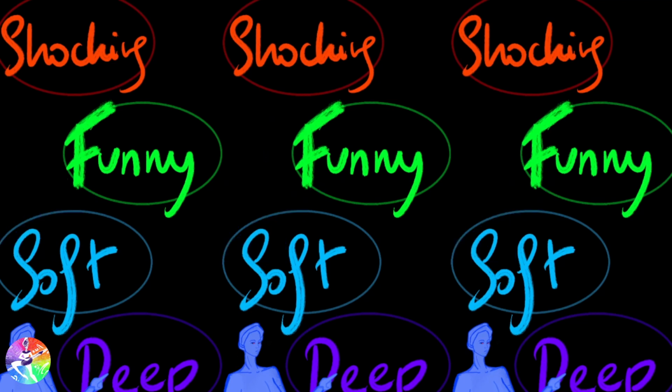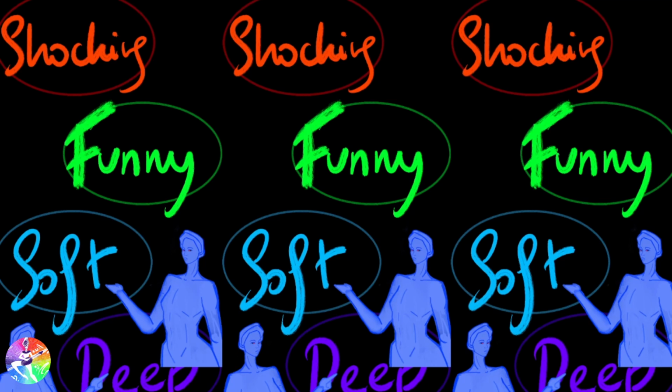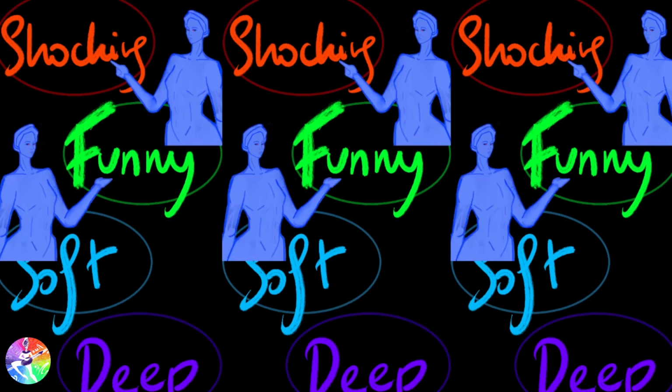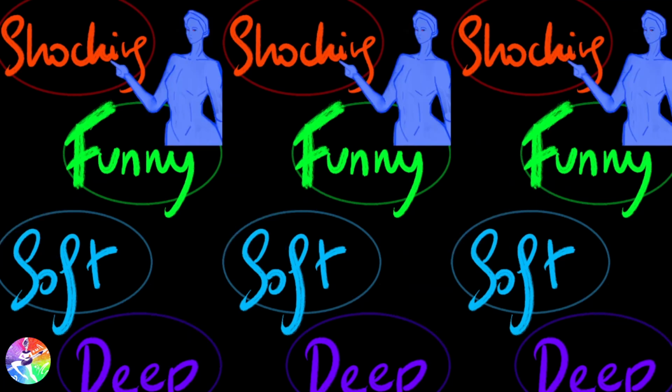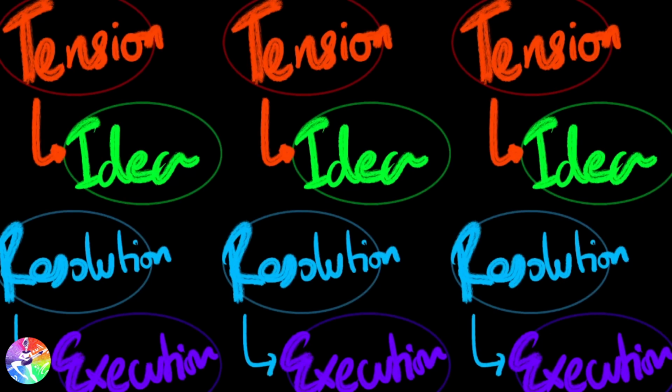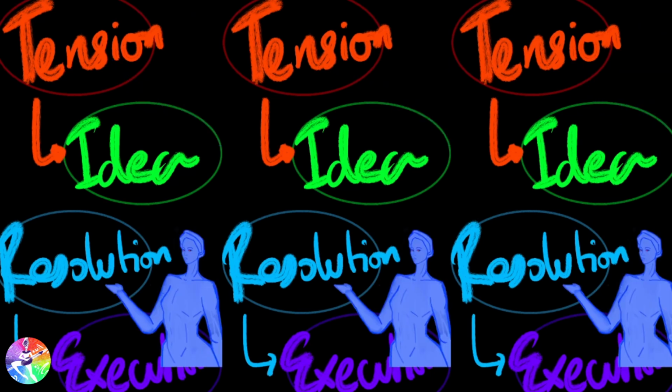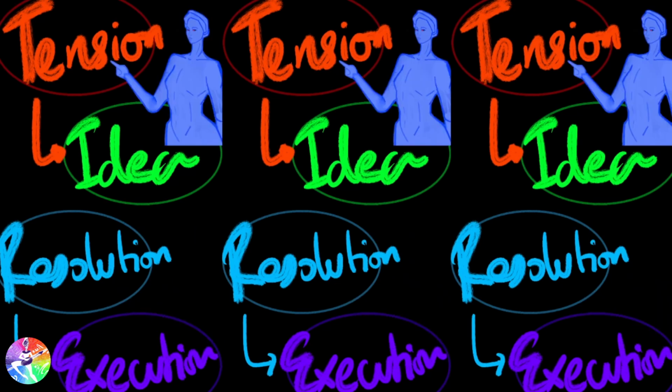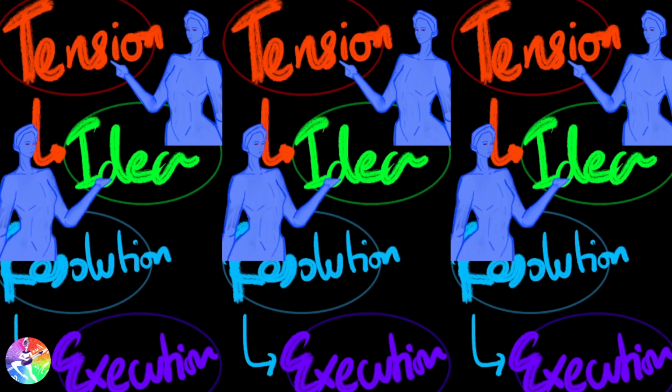Now if you want to create a synergy, it's much more soft plus deep, or shocking plus funny. You can combine any of these 4 types of elements to improvise a new object. Every time you combine 2 elements, you want to think in terms of tension and resolution. Now, how do you find the tension? Well, the tension is really the idea itself. So, first thing you think about, it will be your tension.